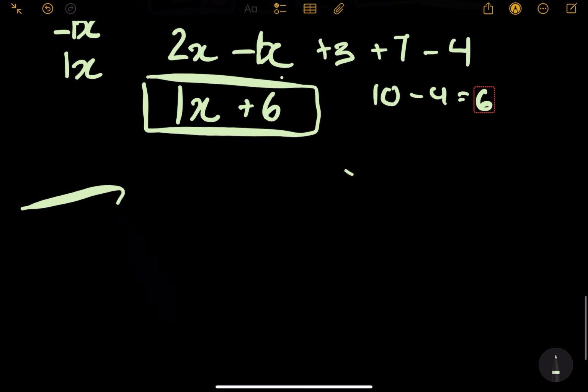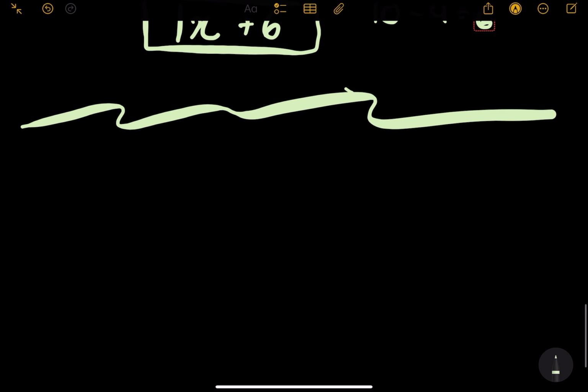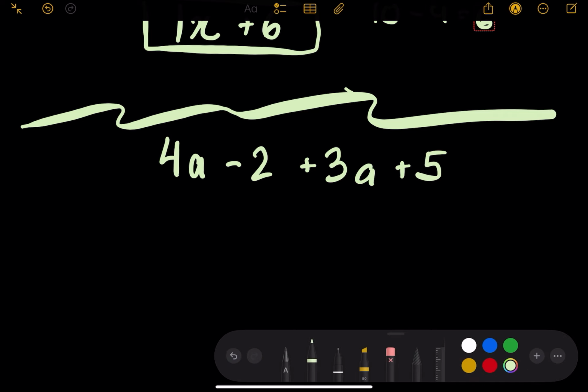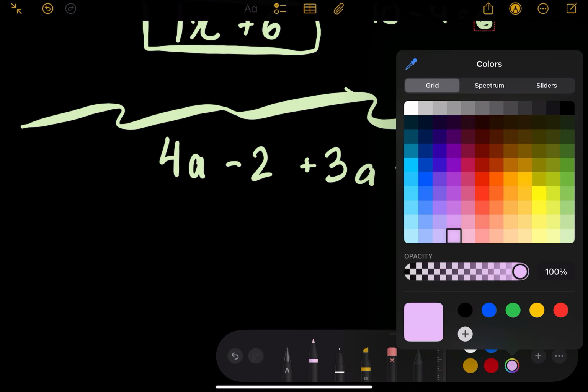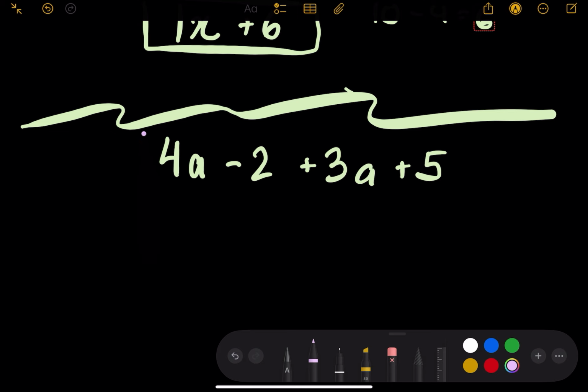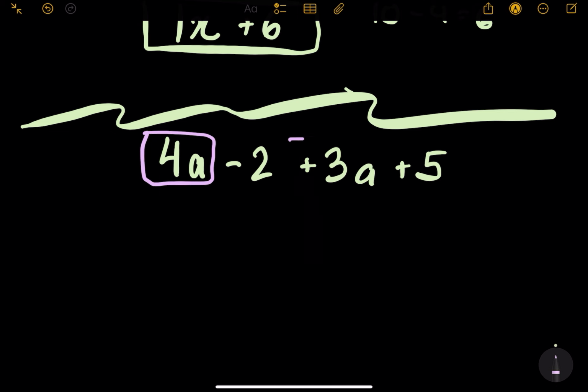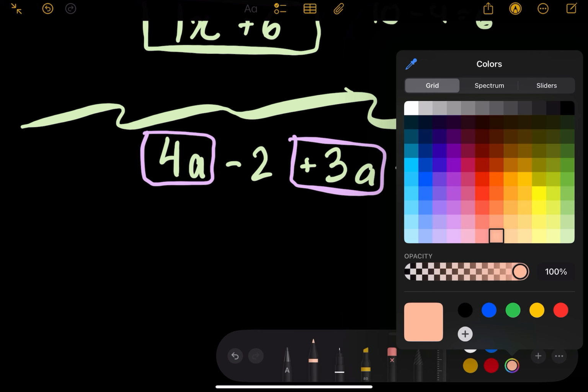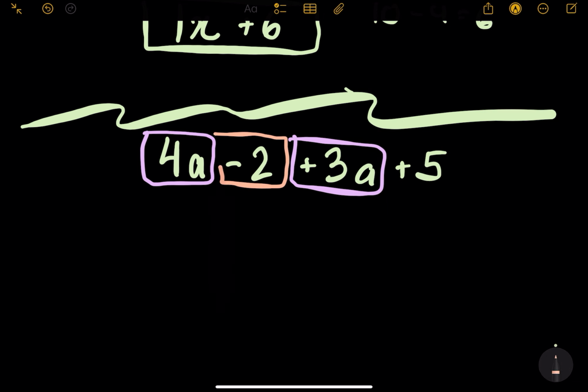Now try the next one on your own. It is 4a minus 2 plus 3a plus 5. Okay, so I'm going to start solving it. Pause the video, try it on your own. 4a is a like term with 3a, and then we have the negative 2 and a positive 5.